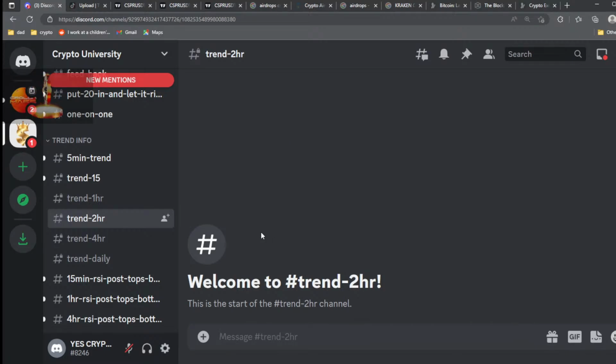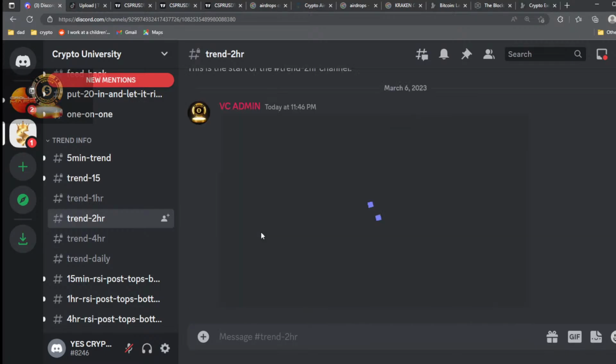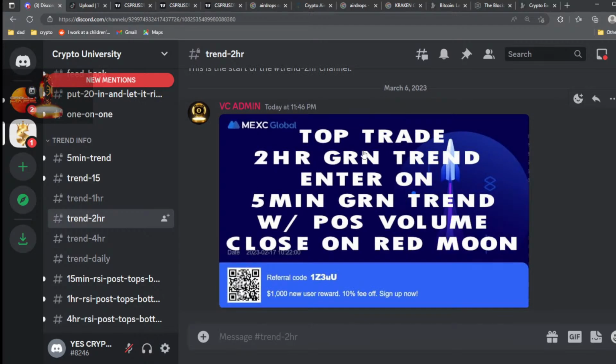The reason why is because what we're going to be looking for is basically a top trade, right? And we're going to test the top trade, and when we test it, we're going to take a look at the numbers. So what we see here is top trade, 2 hour green trend, enter on 5-minute green trend with positive volume, close on a red moon. Now, what does that mean? Well, we're going to test this out to see what the highest percents are.